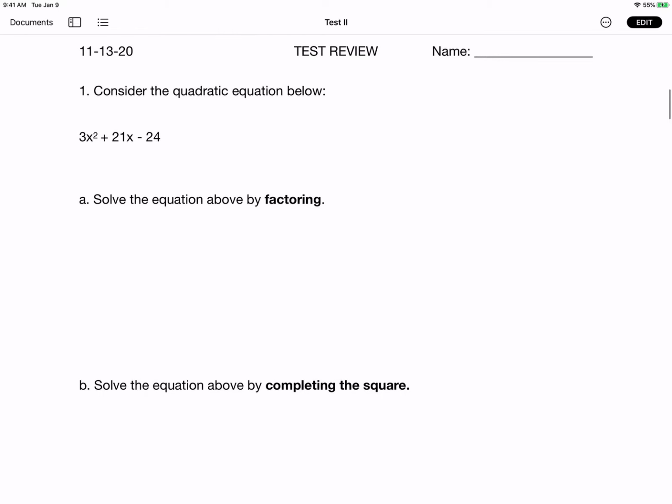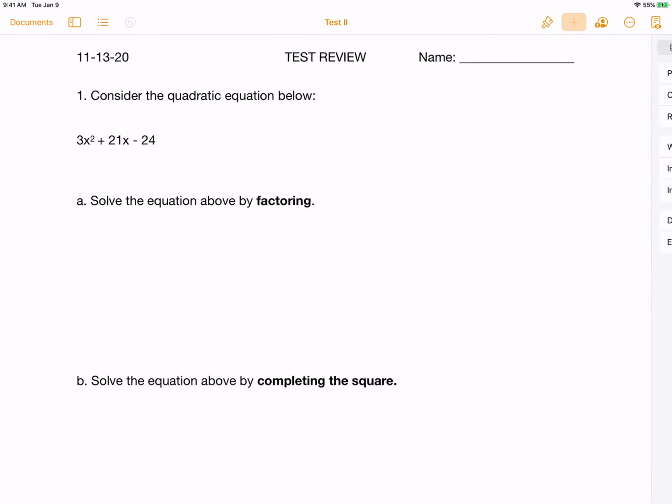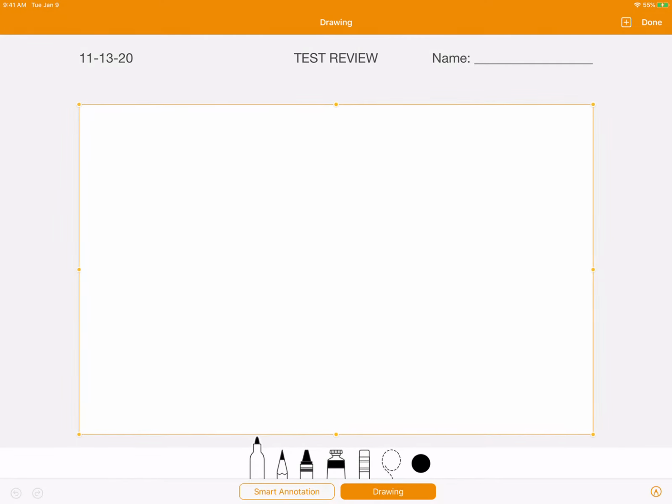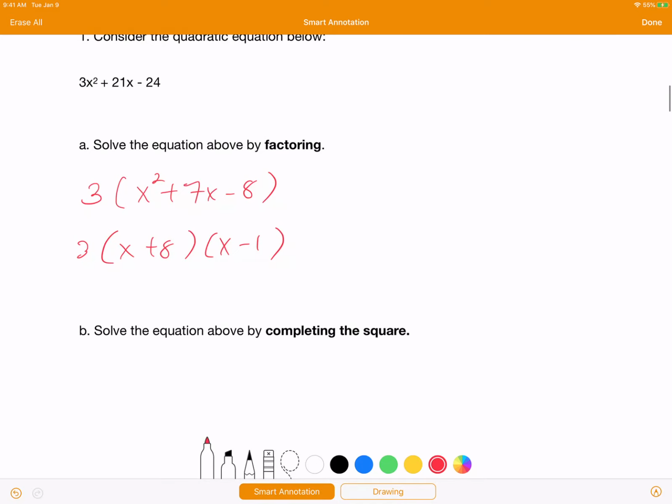Okay, so consider the quadratic equation below where you're solving by factoring. So first, you need to factor out 3 outside from everything. And then you would just write x plus 8, x minus 1. So at this time, I would like you to take your test out and just verify your answers for me.